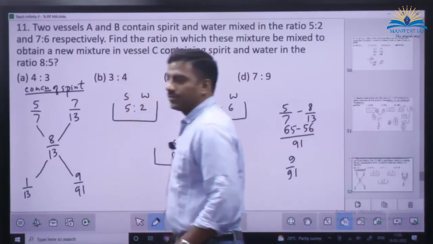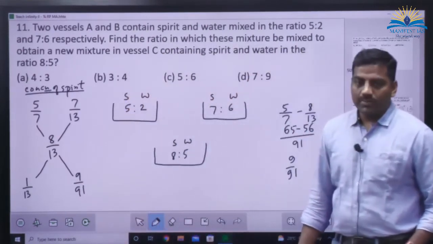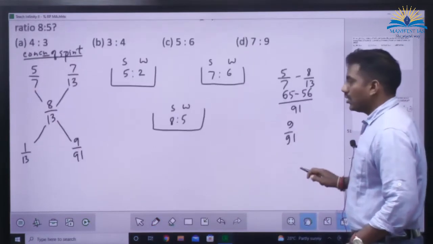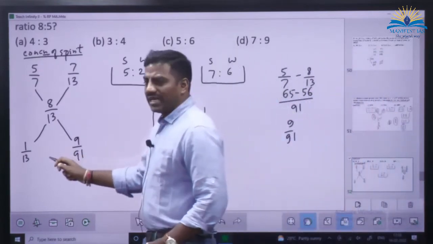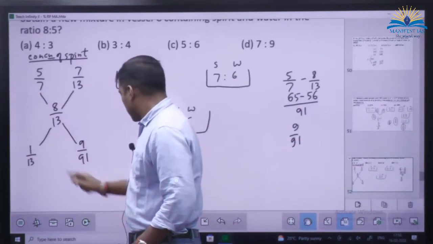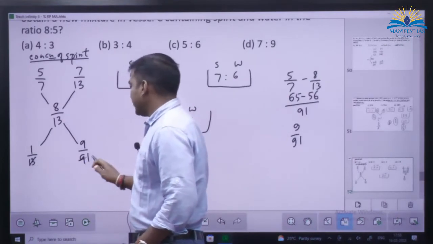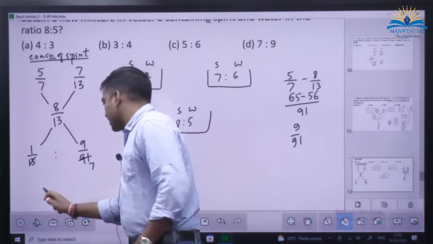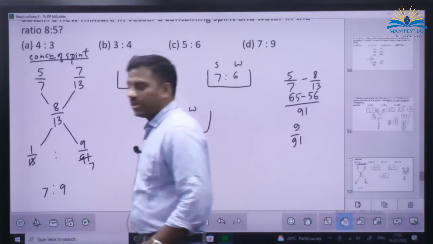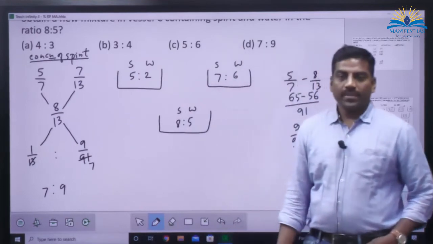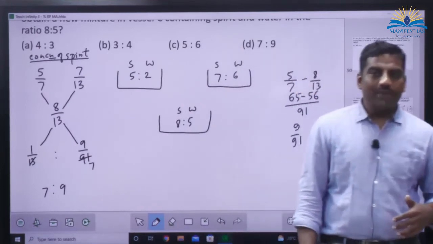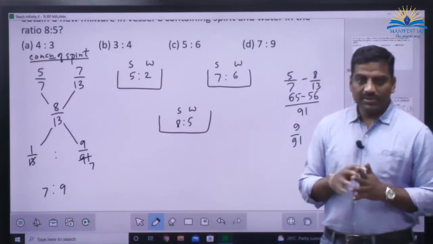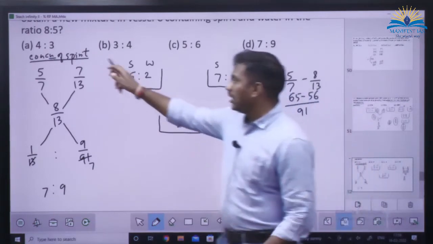9/91. Now I have told you we cannot keep the ratios in fractions. We have to solve. Just cancel here. 13 ones are 13, 13 sevens are 91. This 7 will go that side, so that will become 7:9. So sample A and sample B have to be mixed in 7:9 ratio so that we get sample C. Simple.